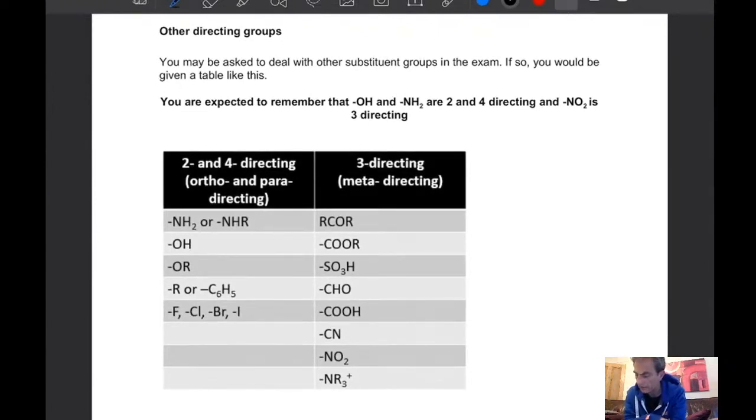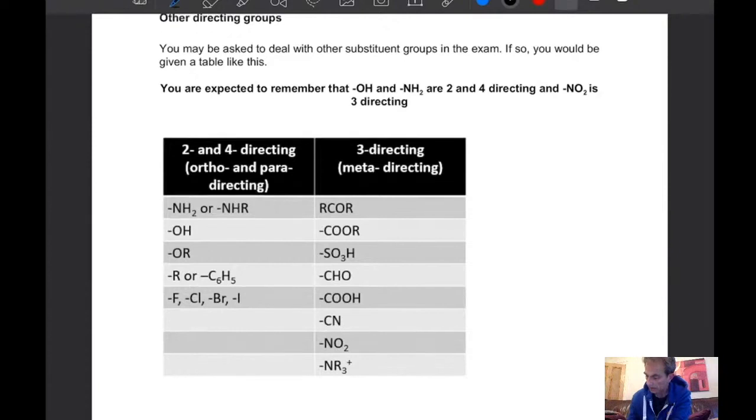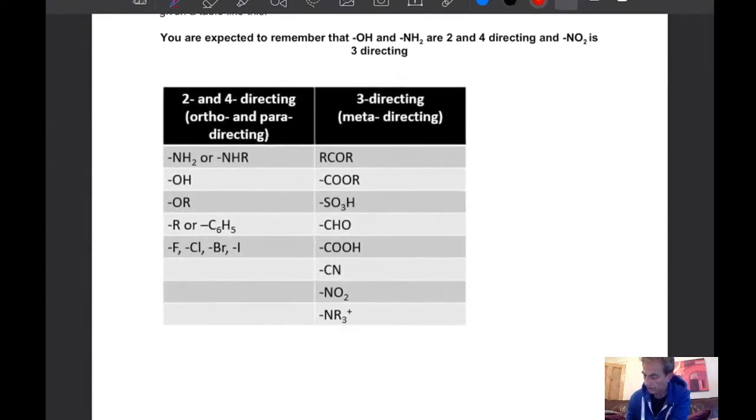Like I've said there for my students in the notes, you may be asked to deal with other substituent groups in an exam. If so, you will be given a table like this. But you are expected, see that thing in bold, you are expected to remember that OH and NH2 are 2,4 directors and NO2 is 3 directing. And there's your table. So you can see the ortho and para in the table there, look. So there's the one that you need to know there, and you need to know about that one there.